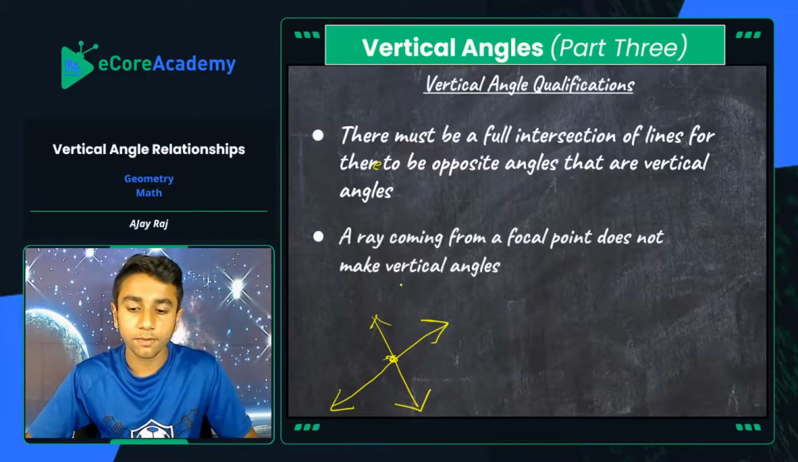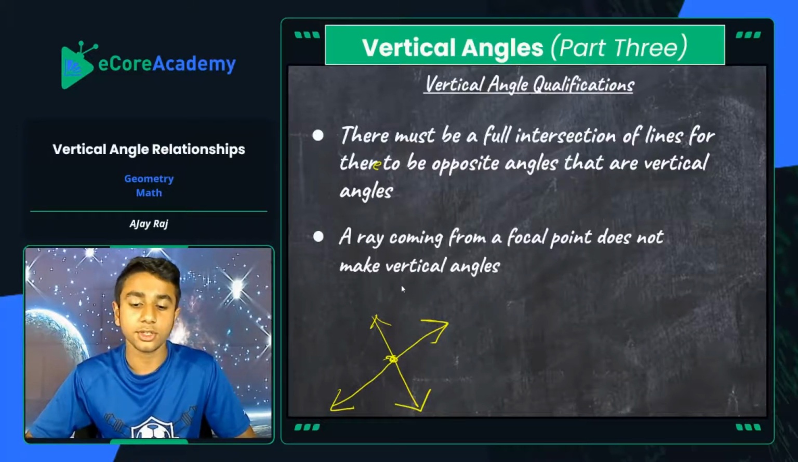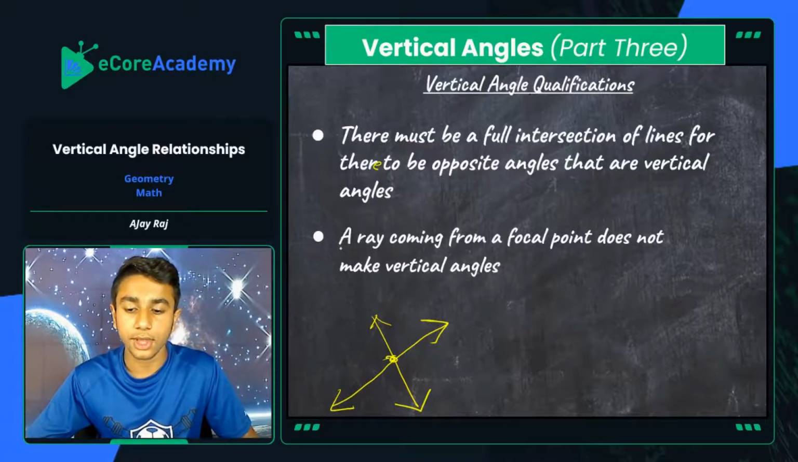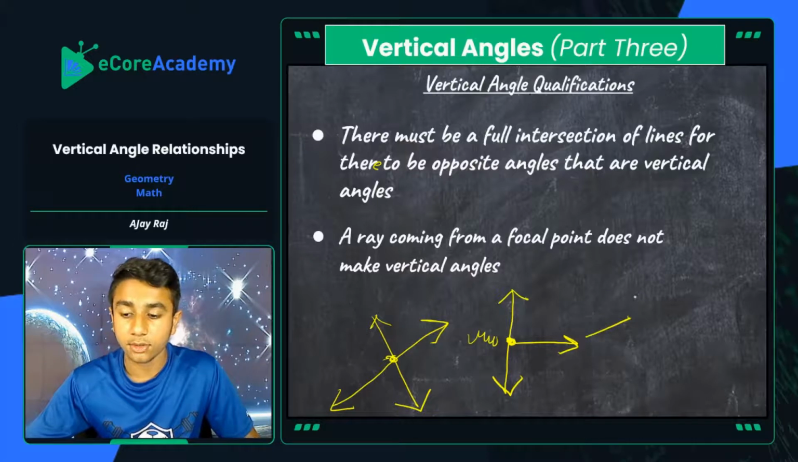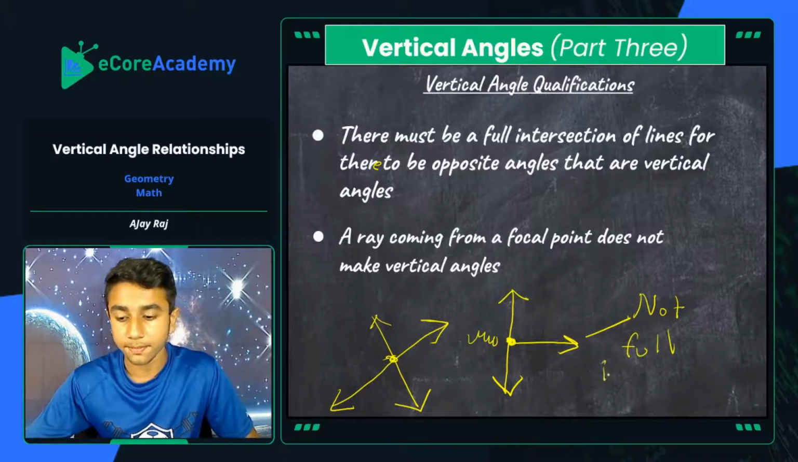An example of non-full intersection of lines is a ray coming from a focal point that does not make vertical angles. What that's basically saying is, if you take one line and then you take a partial intersection here, like a ray, which extends out from one point and extends out like this, you're not given your other side here. There's nothing here. So that makes this not a full intersection. Therefore, you cannot determine vertical angle pairs because of that. So that's just simple qualifications. Not full intersection.